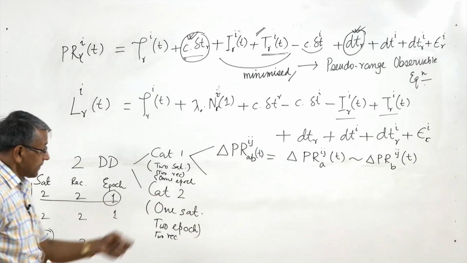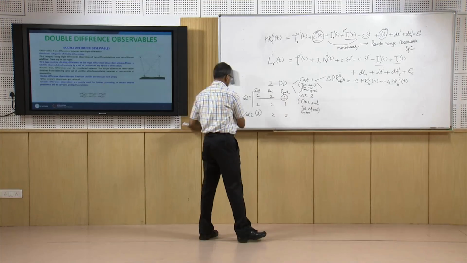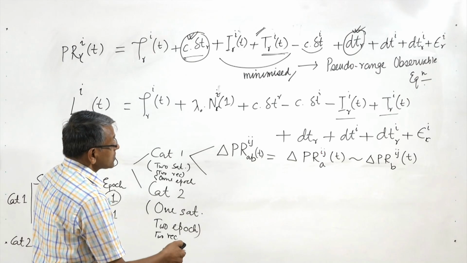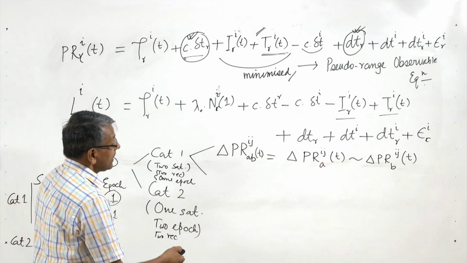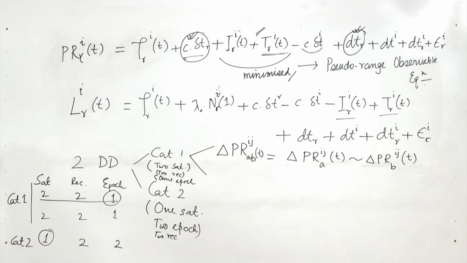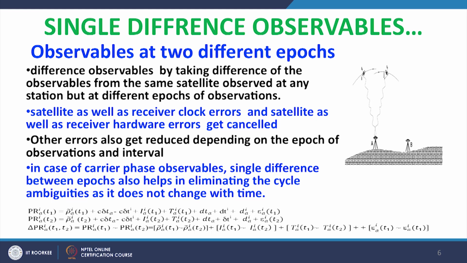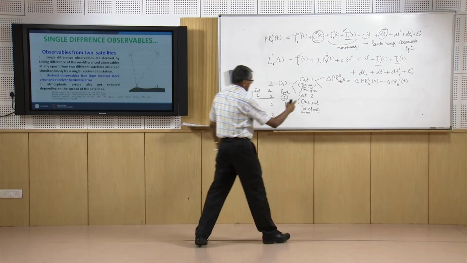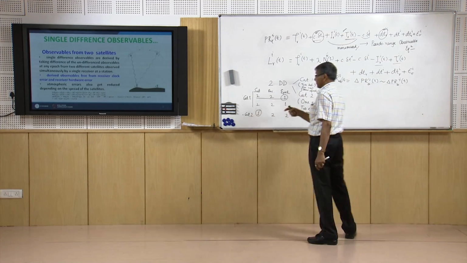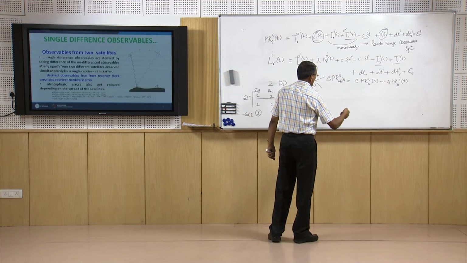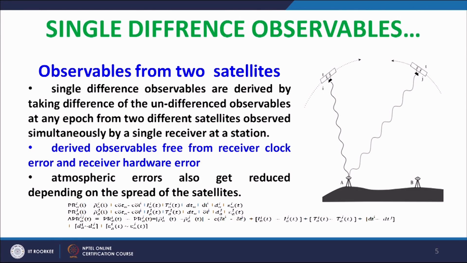So, here we can see that the signal is coming from two satellites to a single receiver A, and to a single receiver B. That means it is the category of first difference. So, we have to take the difference of this first difference, this one and then this one, this is our receiver A and this is receiver B. So, the difference of these will give us this difference.